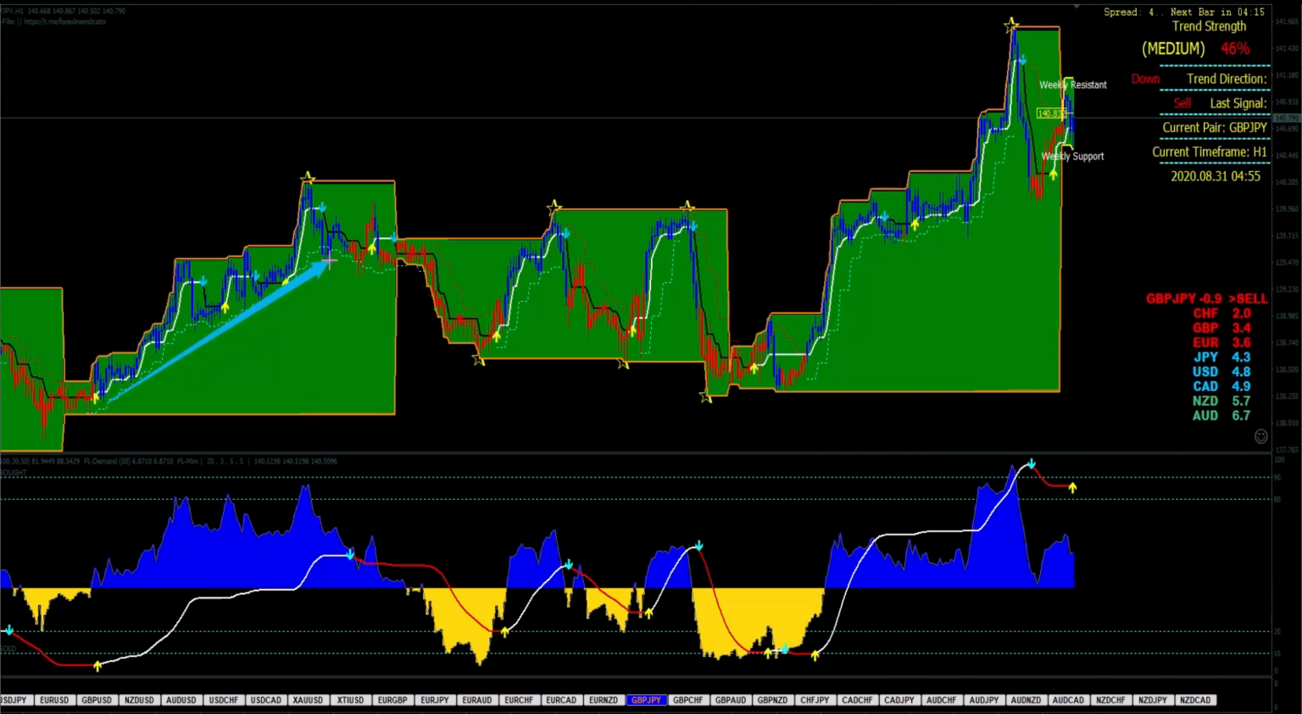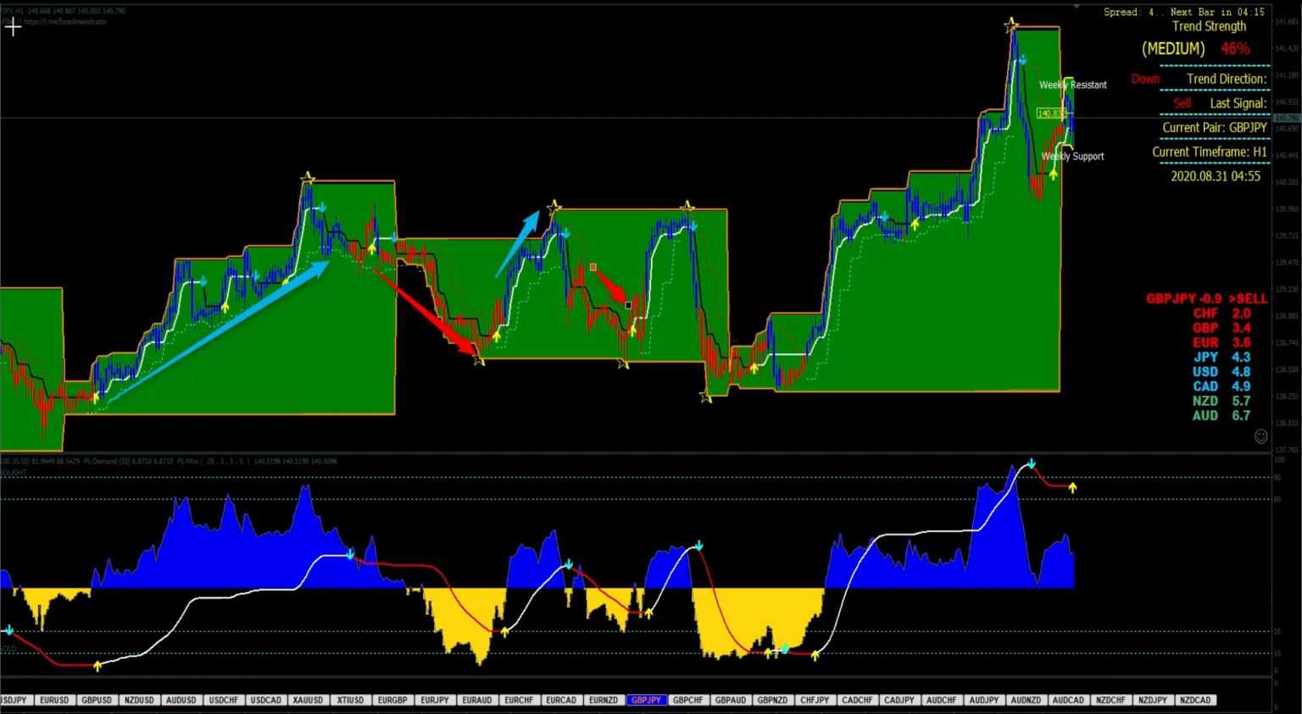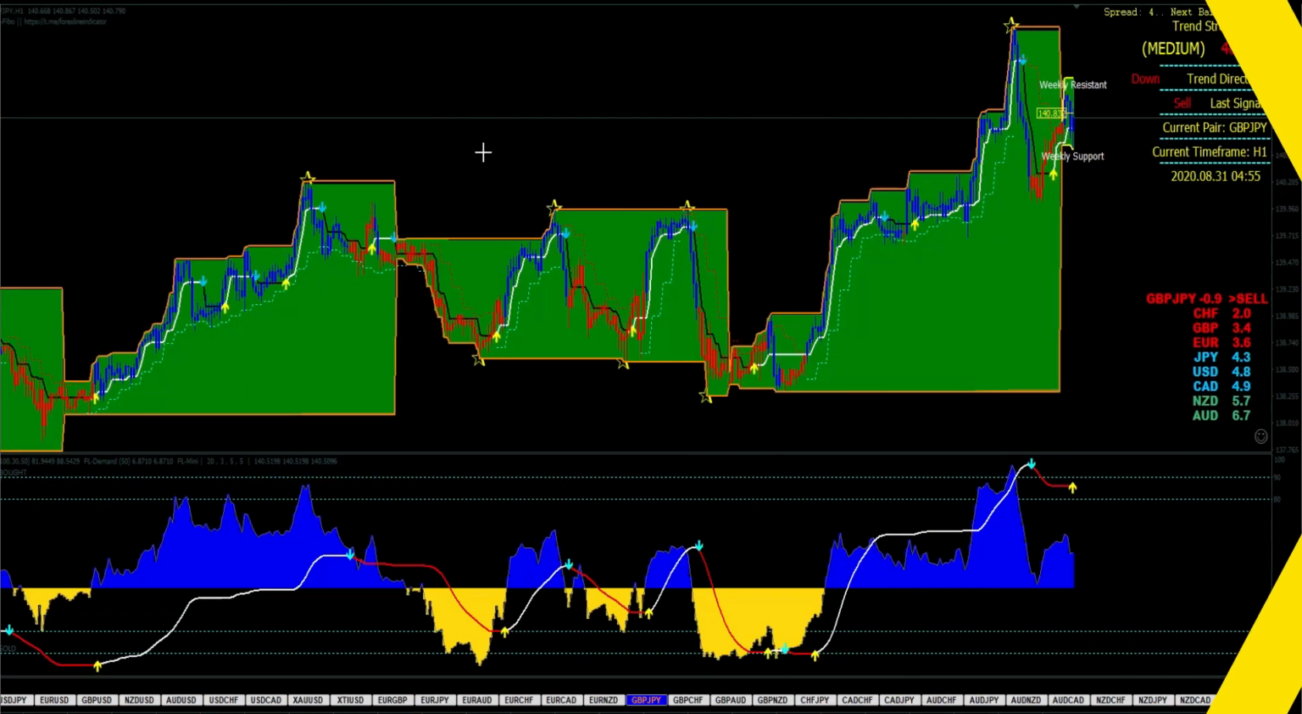Bull and bear number 2 is candlestick color. Red candle is bear and blue candle is bull. By using the candlestick color, we can identify the bull trap and the bear trap. Here is the way to identify the bull trap and the bear trap.